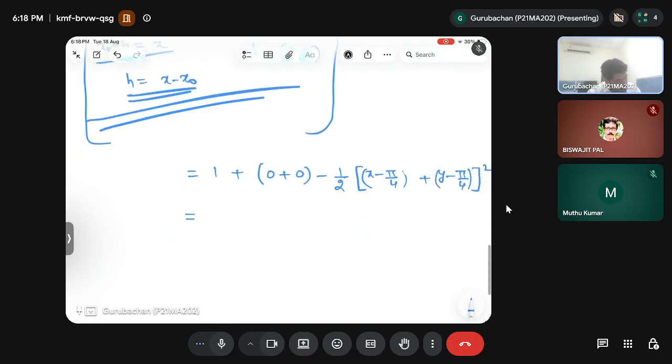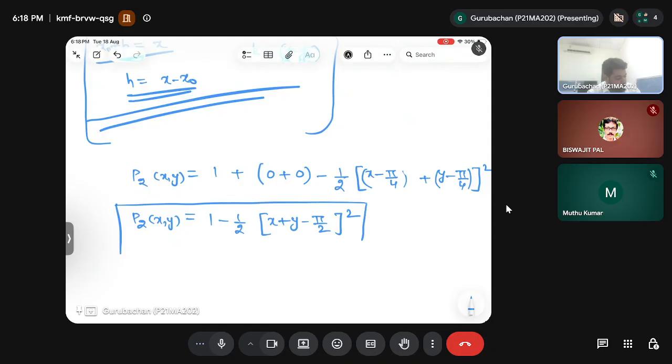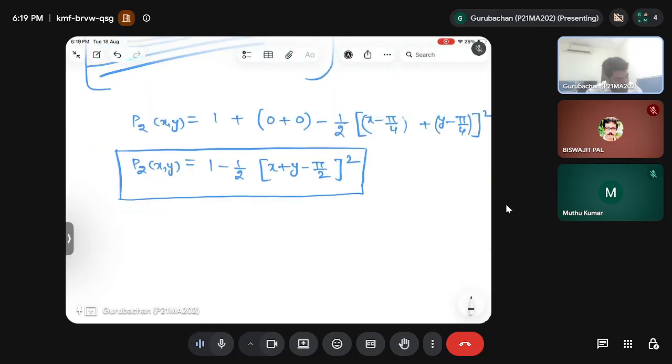So 1 by 2, you may also write x plus y minus pi by 2 whole square. So this will be your P2 x y, that is the quadratic polynomial in the variables x and y. I hope it is not difficult to follow. Okay, then let me give you one more problem related to this.